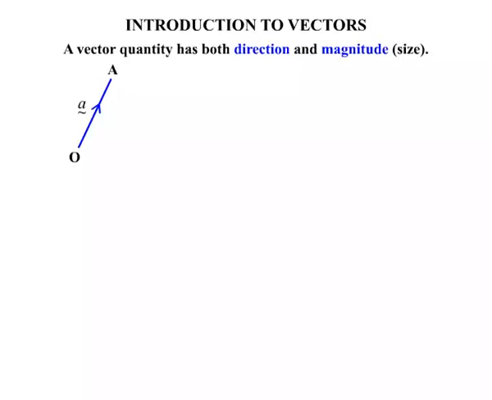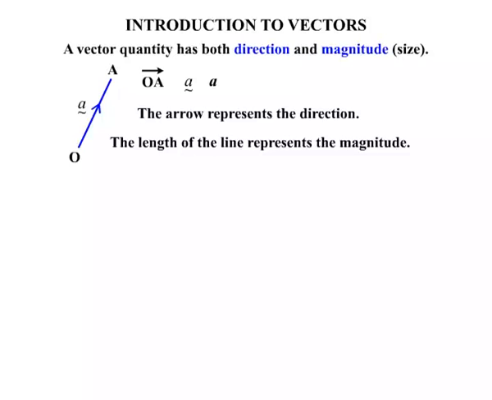Now it can be labelled three different ways. It can be labelled as OA, capital OA with the little arrow on top, or smaller case a with a little squiggly line underneath it, or the smaller case a again but in bold. So the arrow represents the direction. The length of the line represents the magnitude. So let's look at an example.